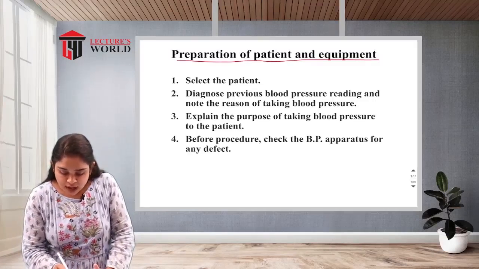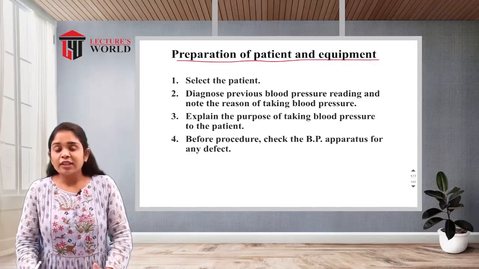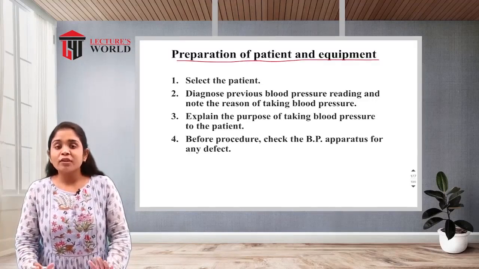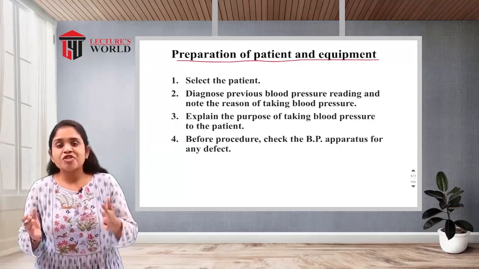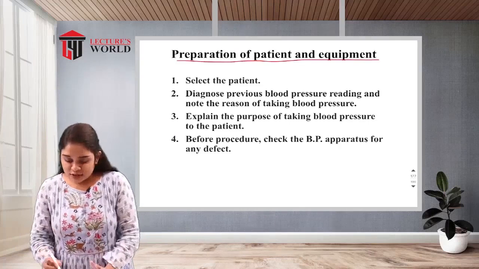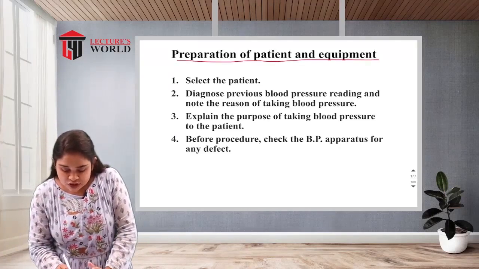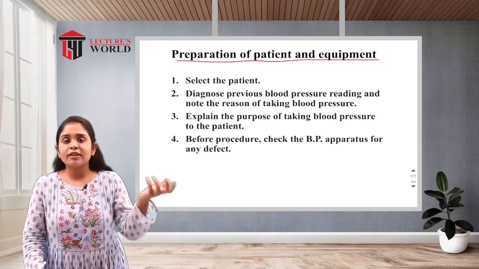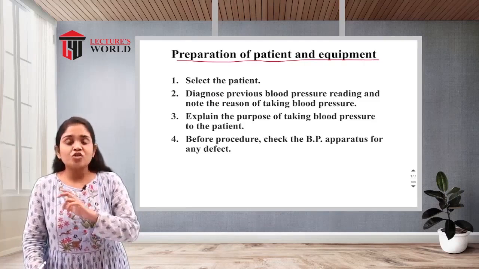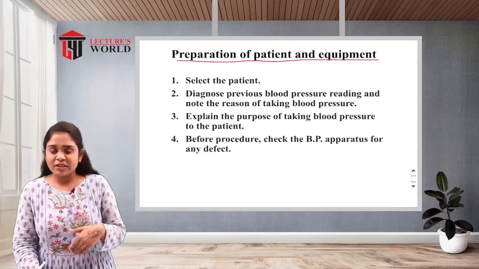Then assess the arm on which the blood pressure is to be taken. Here you have to see on which arm, left or right. So make sure you are checking the site for the assessment. Do not take the blood pressure reading on the patient's arm if certain criteria apply. There are certain conditions on which you should never take the blood pressure on that side. So here some have been given.